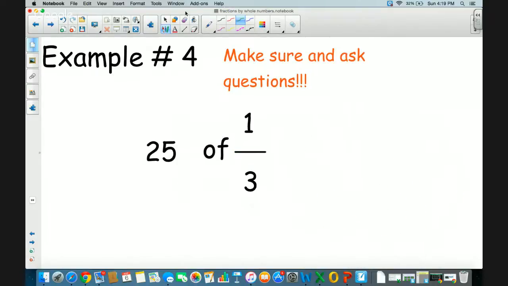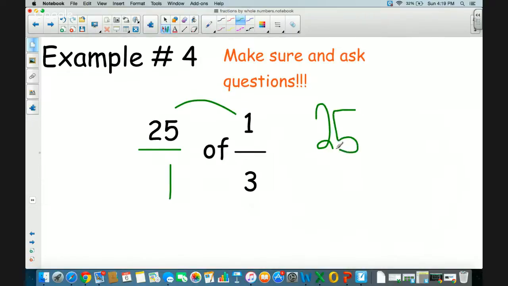Couple more. This is a whole number, 25. It'll always have an imaginary 1 under it. 25 times 1 is 25, and 1 times 3 is 3. That is improper. Change it to mixed. Be 8 and 1/3.